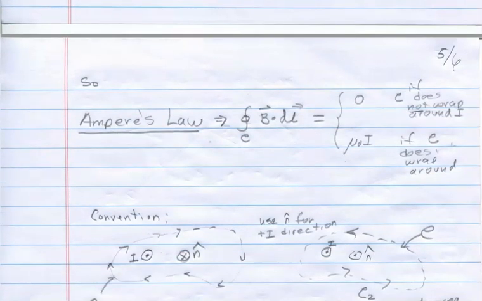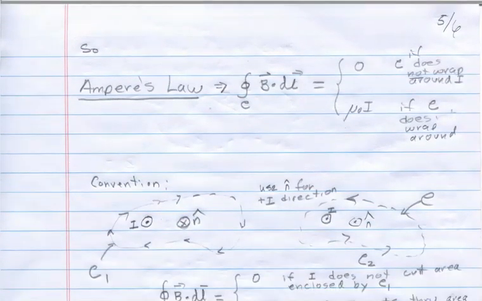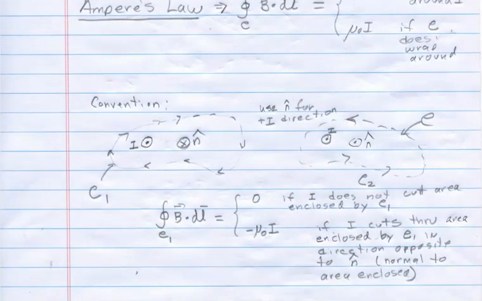Well, that in essence is one form of Ampere's law, that this integral of B dot dl around any closed curve C is one of two results. It's either 0 if the closed curve doesn't wrap around the current, or it's equal to mu naught I if C does wrap around it. It can be any shape. It just has to be a closed curve.